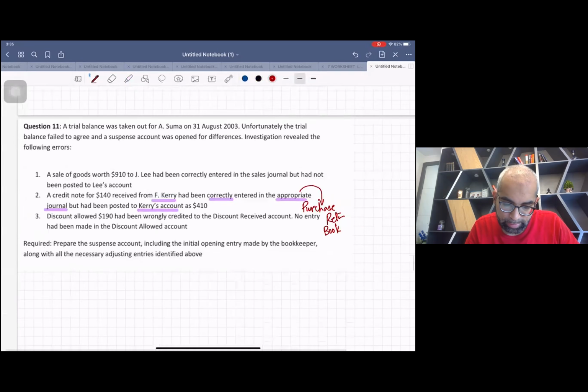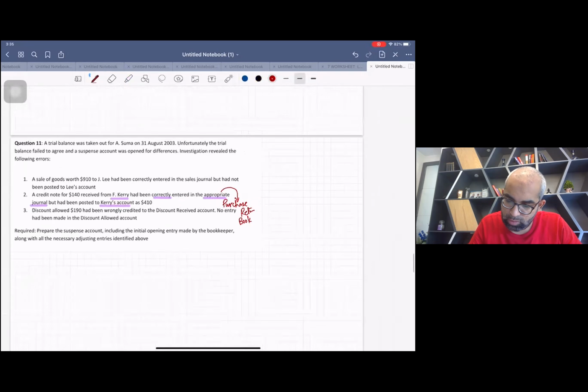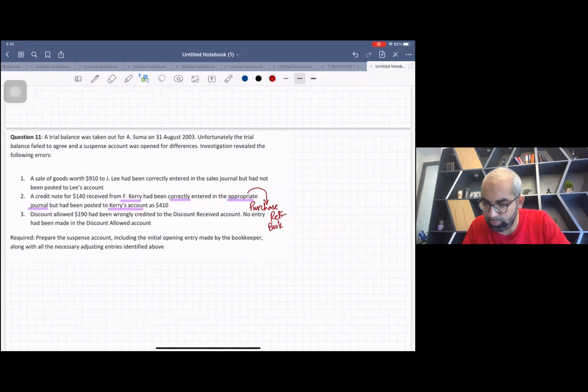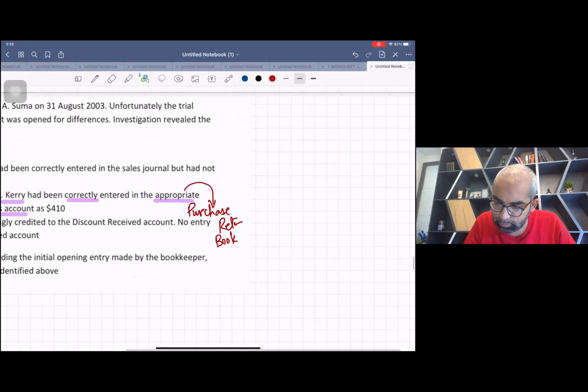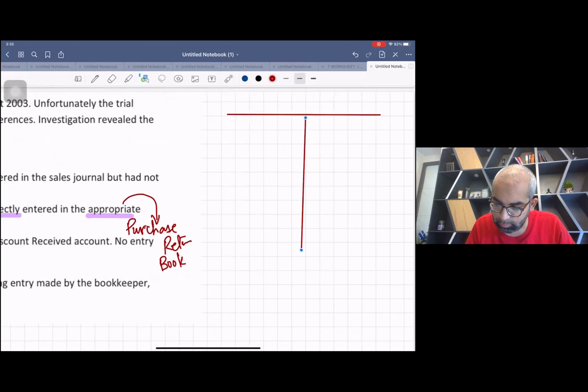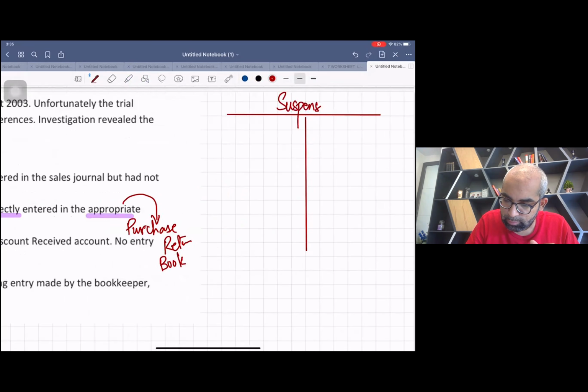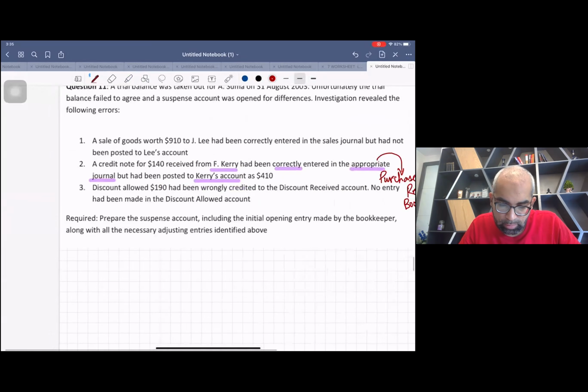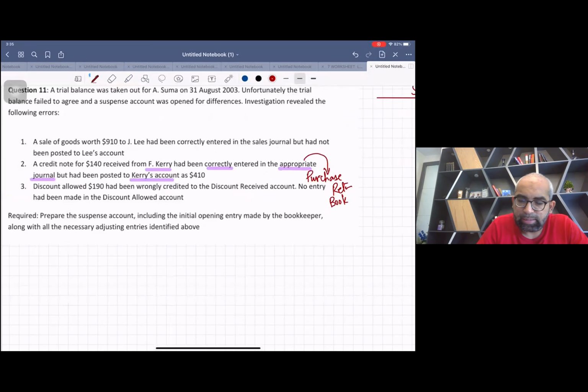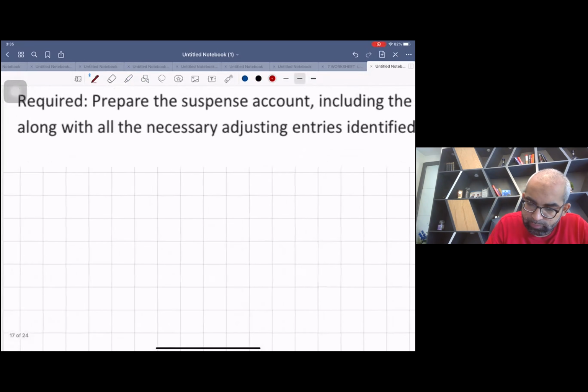Okay, our trial balance. Let me make a suspense account first here. Now, we need to calculate the opening balance. A sale of goods worth 910 to JD. Okay, credit sales. JD is your debtor. JD debit 910 and sales credit 910. This should be your entry.